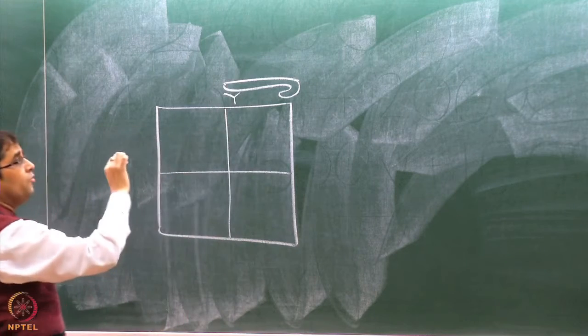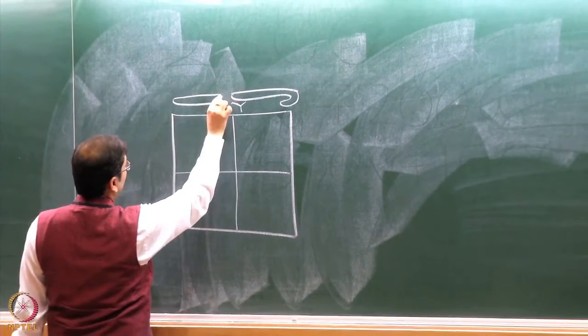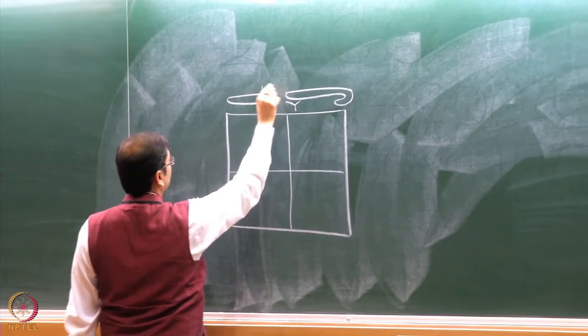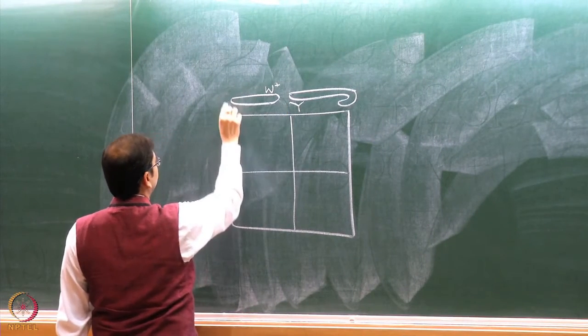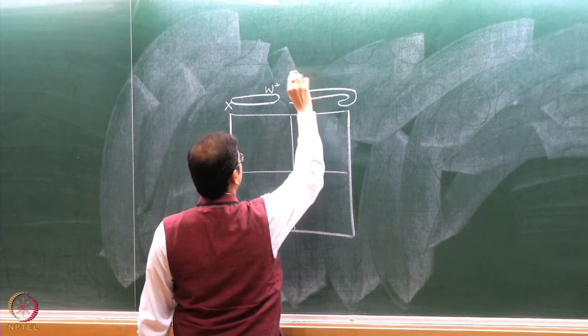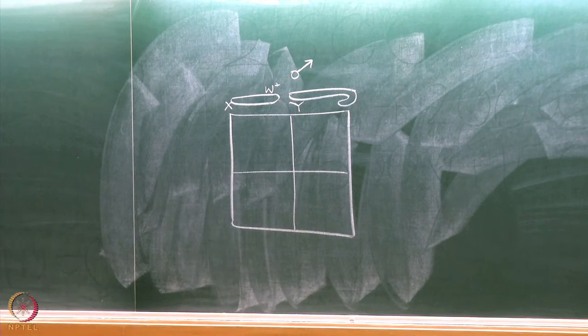This is the Y chromosome, and we have this X chromosome, which is having W+. All of you are doing that, right? All right, I'll come and see your results, all right?